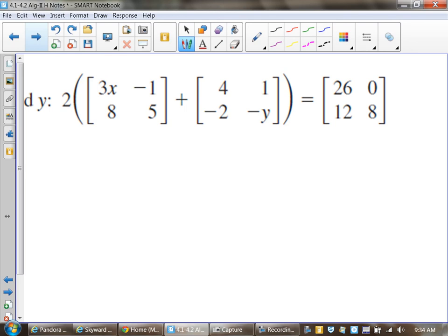Then I'm going to explain to you what this is asking us to do, besides solve for x and y. What you're trying to do here is find a matrix that equals [26, 0; 12, 8]. In order to have a matrix that equals [26, 0; 12, 8], the other matrix has to be [26, 0; 12, 8]. That's how you have equivalent matrices. Makes sense, right?